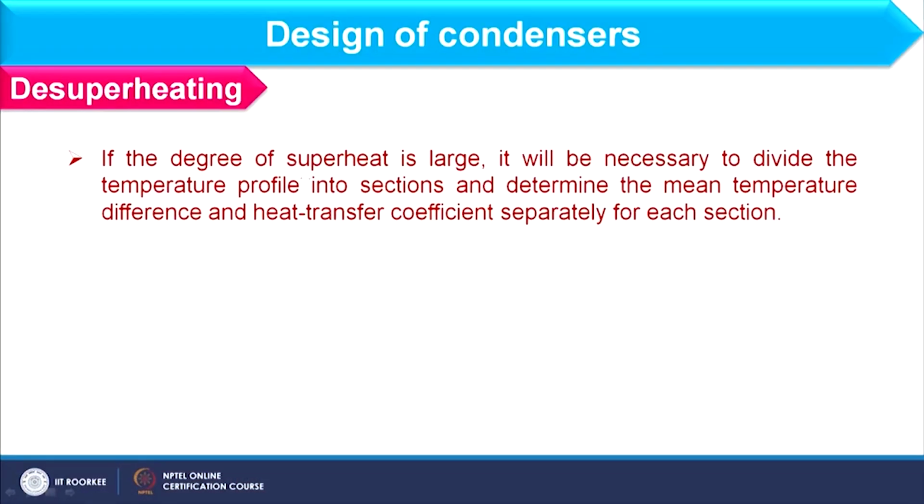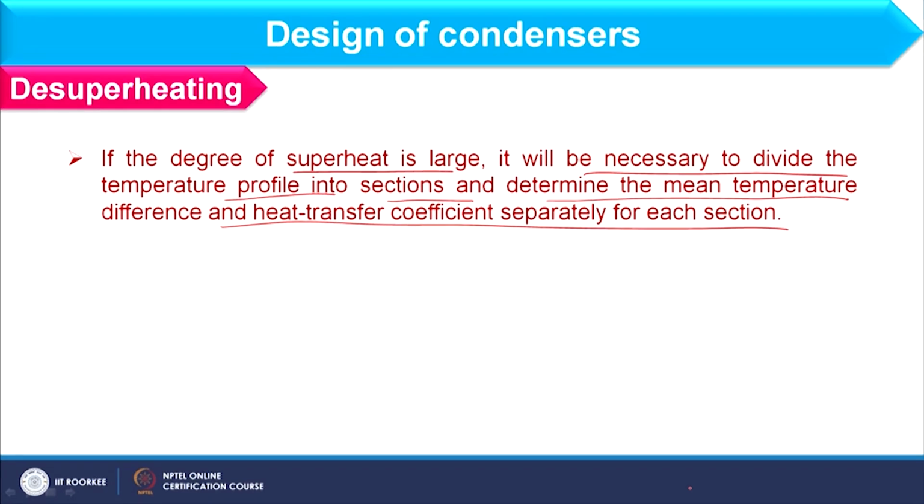So, if instead of condensation only we will have de-superheating and subcooling also, how should we account for all these factors in the design of the condenser? Let us start with de-superheating. If the degree of superheat is large, it will be necessary to divide the temperature profile into sections and determine the mean temperature difference and heat transfer coefficient separately for each section. How large? It should be more than 25% of the latent heat involved in the condensation process.